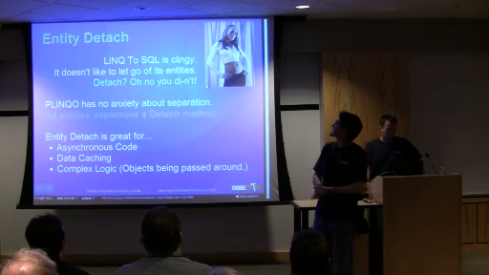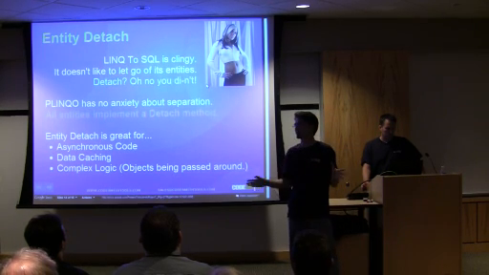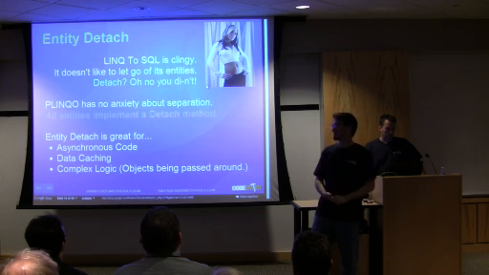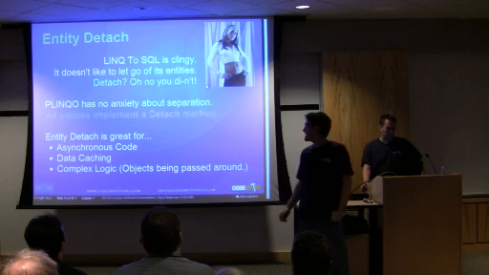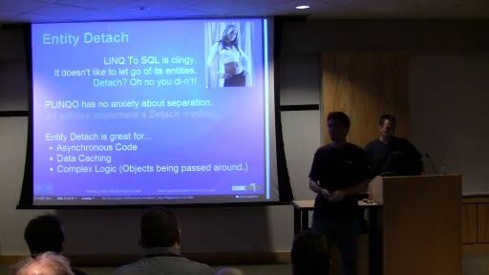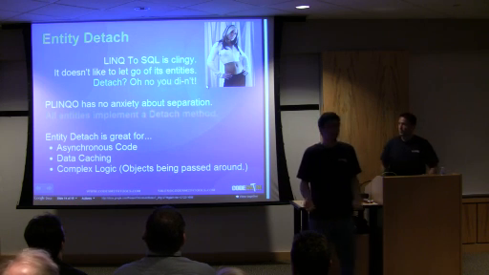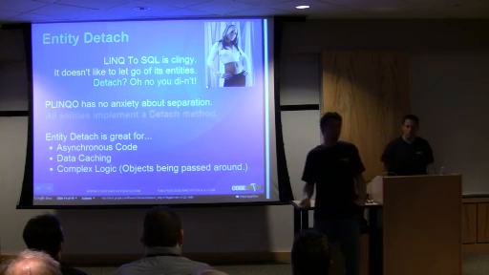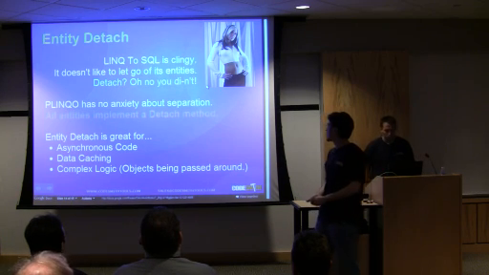Okay, so Linq to SQL is clingy. It does not like to let go of its entities. Plinqo, on the other hand, has no anxiety about separation. All entities implement a detach method. This is something that is absent from Linq to SQL that we have added that is really useful. Specifically, when is this great for? Asynchronous code, data caching, or just good old-fashioned complex logic where entities have to get passed around or something involving multiple data contexts. So again, to narrate this, let's step into some code.